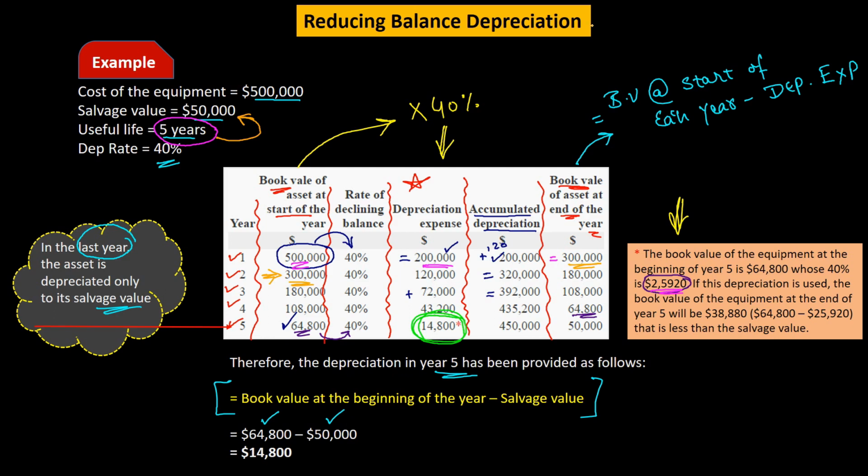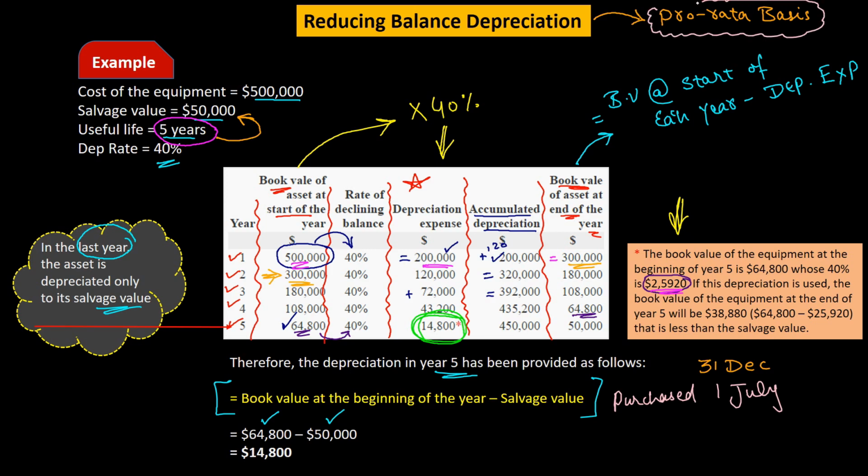Now here we have one more important point at the last. We always calculate depreciation on pro rata basis. For example, let's say our year ending date is 31st December and we have purchased an asset on 1st July, then in that case we will calculate its depreciation on pro rata basis, or in other words we will only calculate it for 6 months.